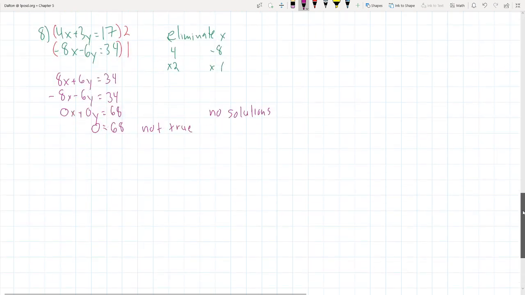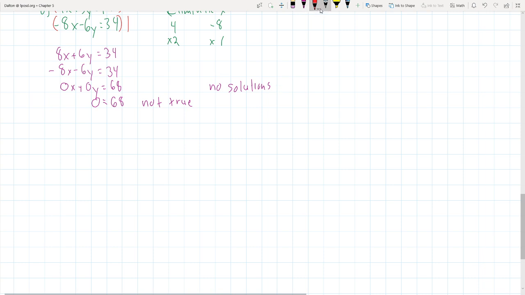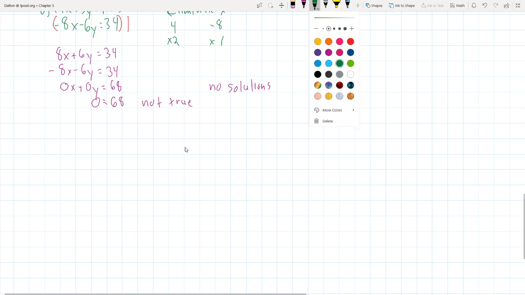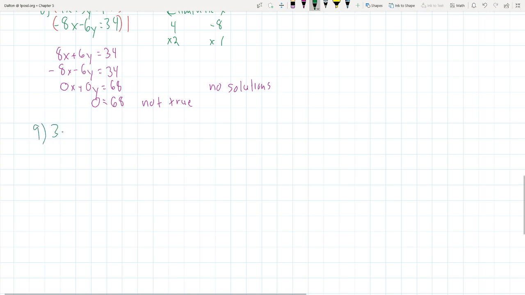Okay. Let's try another one. Number 9. 3x minus 2y equals 6. -9x plus 6y equals -18. Again, try this with your partner or on your own if you don't have a partner with you. Go ahead and pause it and I'll be continuing on.